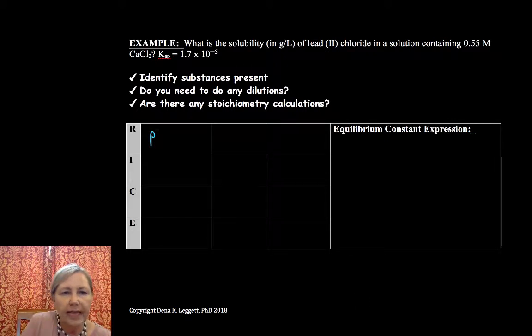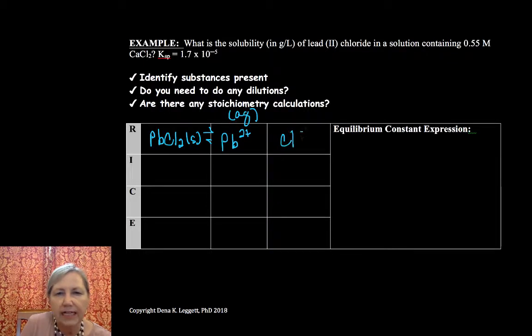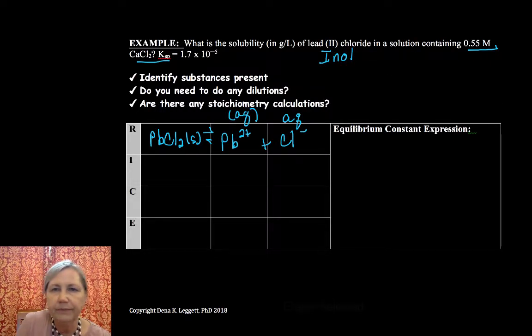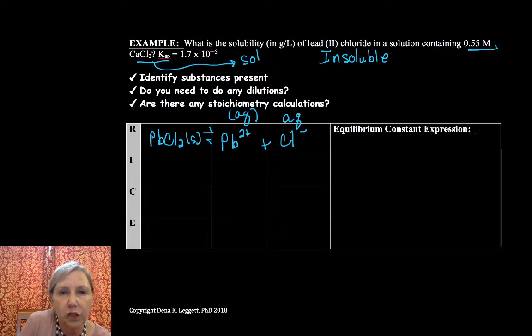So I've got lead chloride, so PbCl2 solid. It's going to dissociate to make lead ion aqueous plus chloride ion aqueous. Okay? But this time, instead of being just pure lead chloride in water, I'm adding lead chloride to a solution of calcium chloride. So let's identify our substances. Here I have an insoluble salt. The lead 2 chloride is considered an insoluble or slightly soluble salt. And the calcium chloride is a soluble salt. So I've identified my substances.